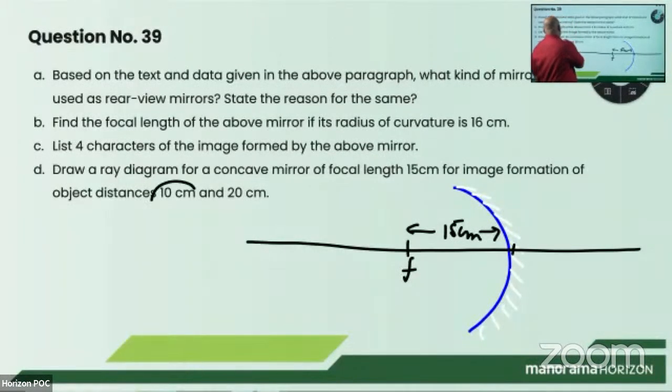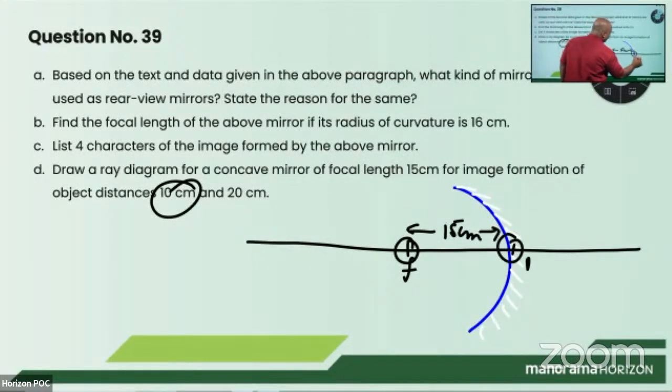So for this first case, the object is between the focus and the pole of this mirror. You will remember that if the object is closer to the concave mirror compared to the focus, you are going to get a virtual image. So in this particular case, let's say this is your object, the image formed will be virtual and it will be magnified on the other side of the mirror.